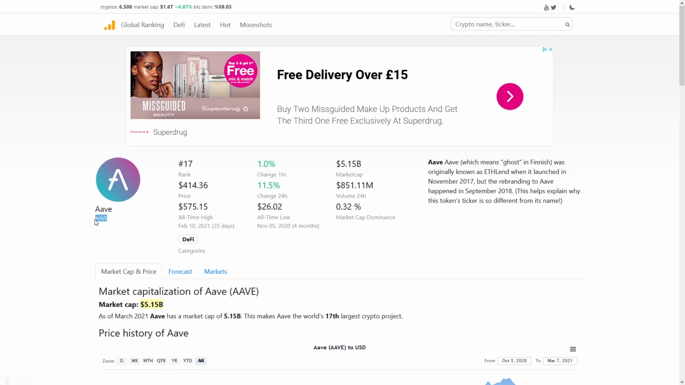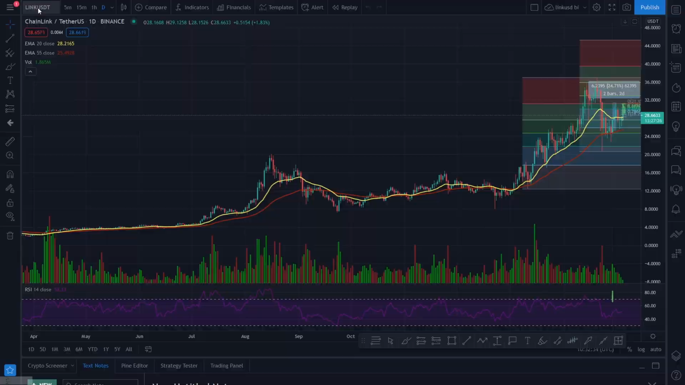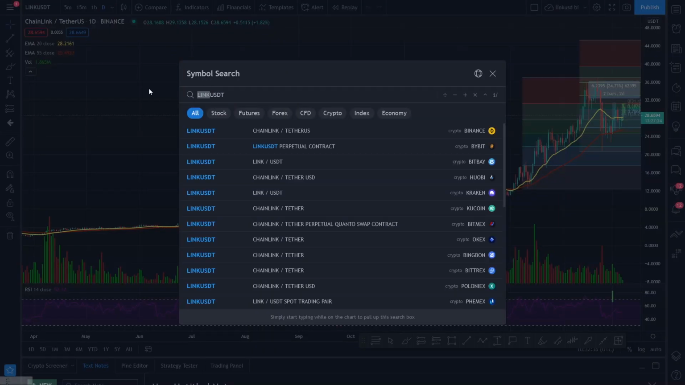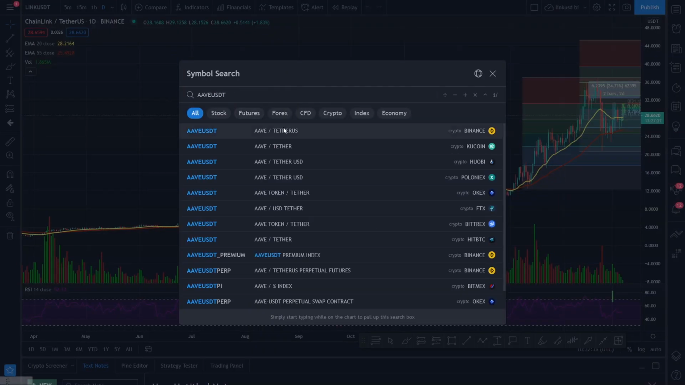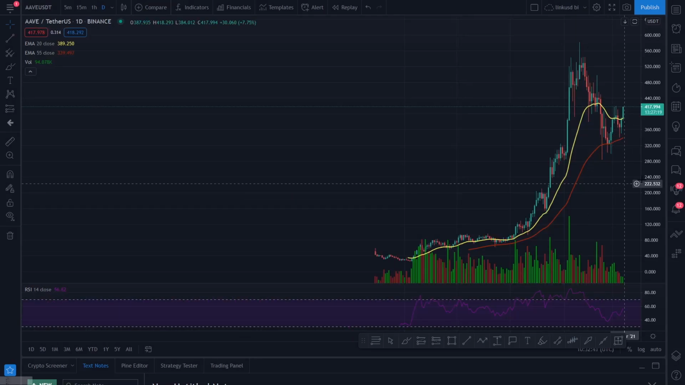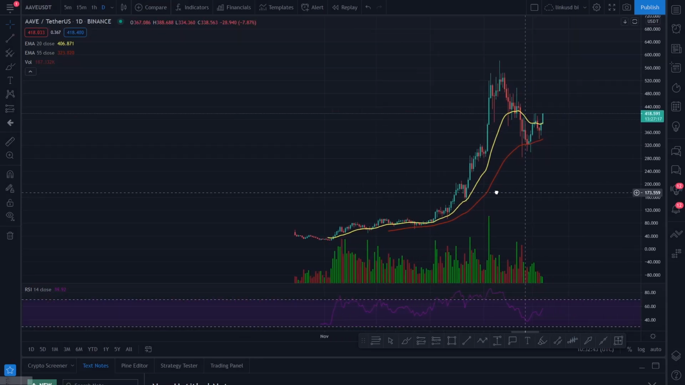So again, the ticker is Aave, like that. So we go to TradingView. We just go into the charts now, guys. We click on Aave here. I like to look at USDT Tether, and there it is on Binance. So it's trading on Binance. It's looking really healthy, guys.